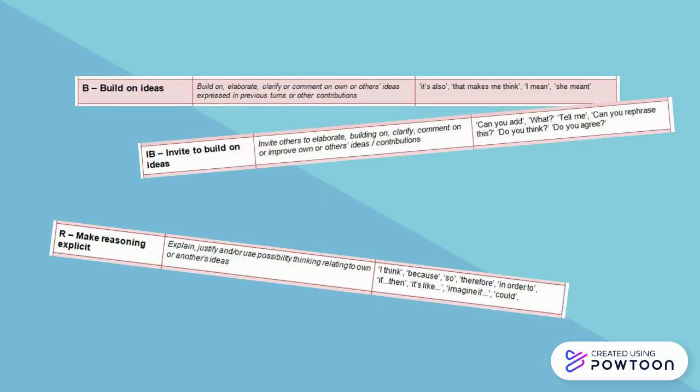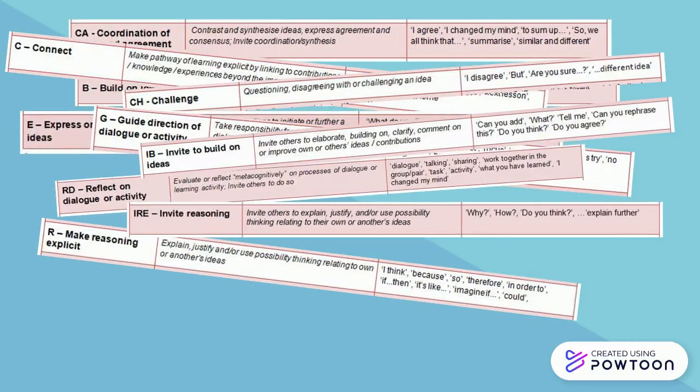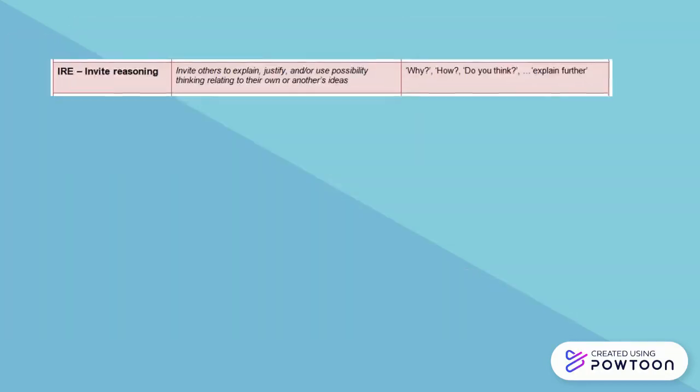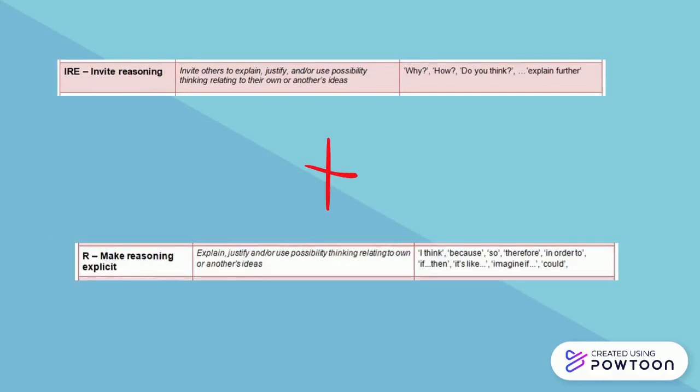Okay, so you've just been introduced to lots of different codes, but for your classroom inquiry, it's best to focus on just one or two. For example, you might choose to focus on IRE and R, looking at invitations to reason that come from other students or adults, and the ways in which students respond to this invitation by demonstrating their reasoning.